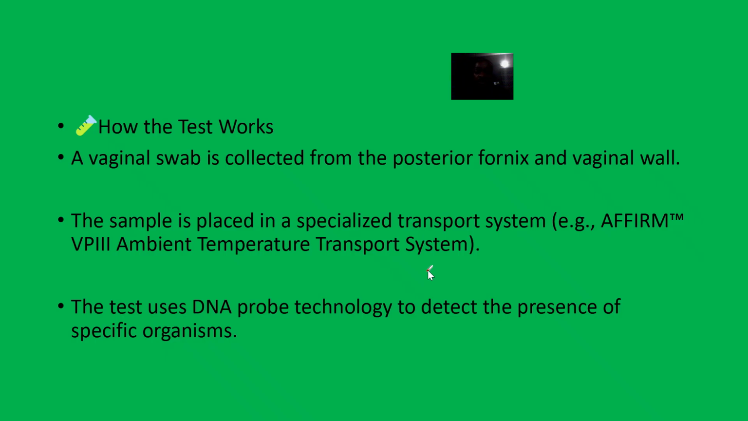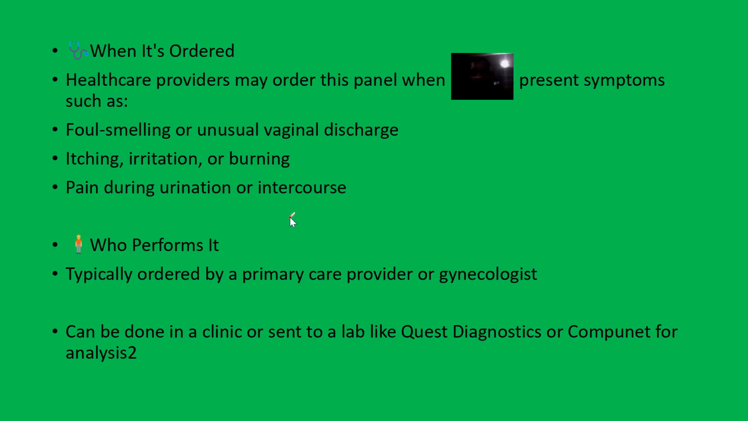So how the test works is a vaginal swab is collected, okay? Of course, you want to test for an issue from the vagina, so you have to get your sample from there. The sample is then placed in a specialized transport system, okay? Now the test usually uses DNA. You have to identify the DNA of an organism, it won't lie, okay? So these tests rely on highly specific DNA so that it can identify the true cause of a vaginal infection.